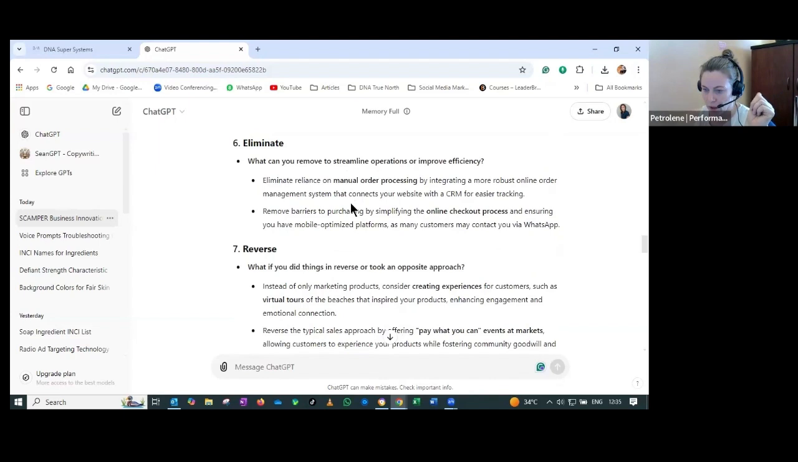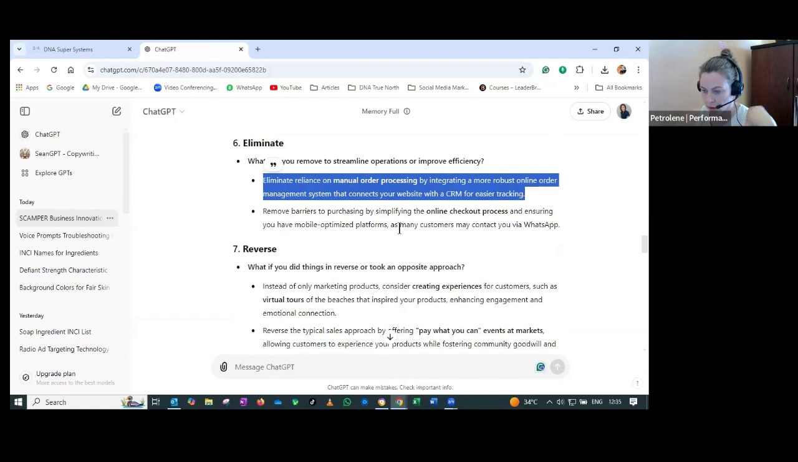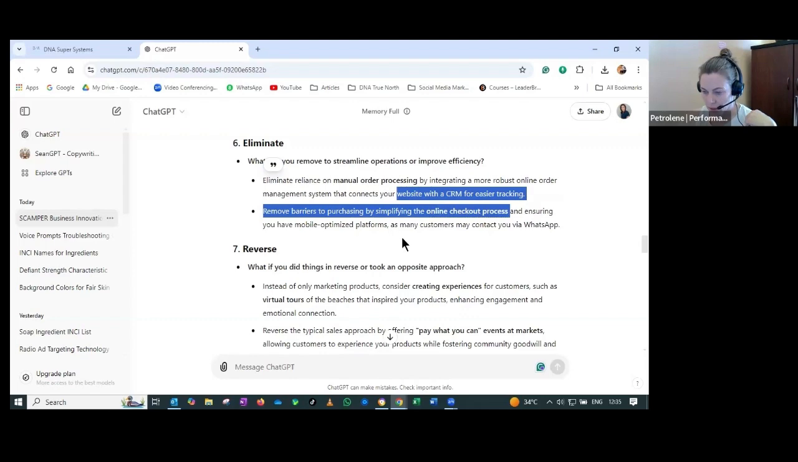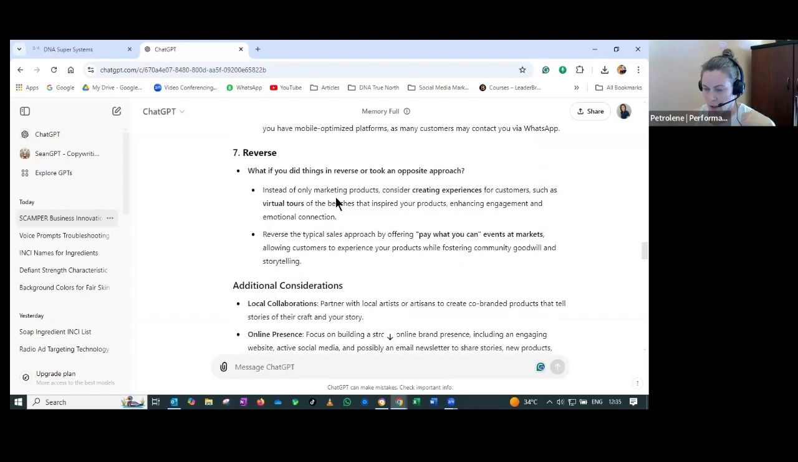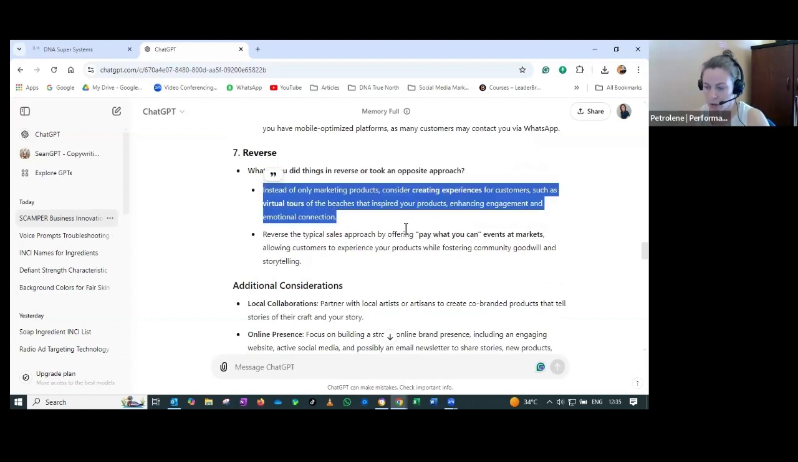What can you remove? Eliminate reliance on manual order preview. Okay, that is definitely something I need to look into and do. Then buying, simplifying the online checkout process, same thing here. Definitely a place where I should improve. Instead of only marketing products, consider creating experiences such as virtual tours of the beaches that inspired your products. Okay, I can see that.